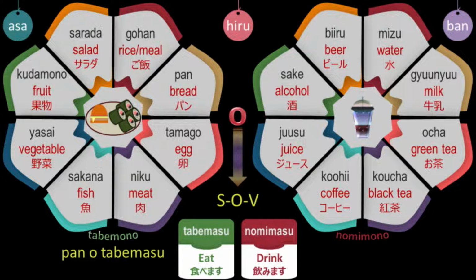To say that I drink water, let us replace pan with mizu and tabemasu with nomimasu. So the Japanese sentence will be watashi wa mizu o nomimasu. Just remember to place the particle o in between the object and the verb. Next, let us see how to form a question.